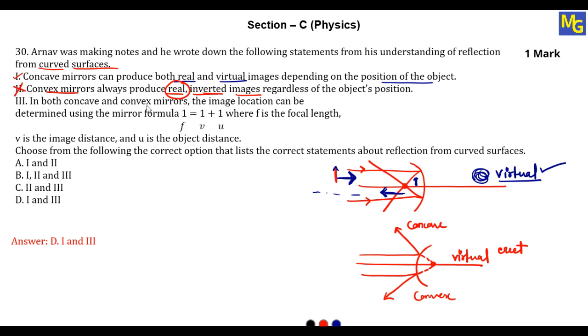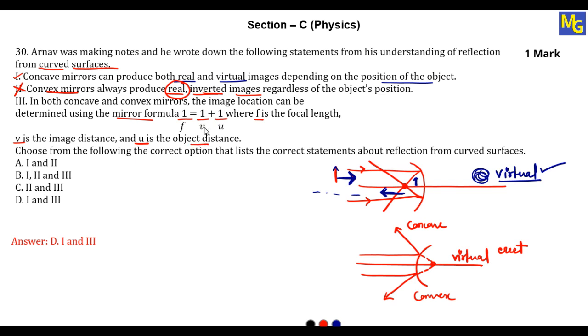Now see the third statement. In both concave and convex mirror, the image location can be determined by using mirror formula. Yes, it is correct. Actually, it is 1/f = 1/v + 1/u. So it is correct. This formula is called the mirror formula. And in this formula, f is focal length. It is correct. v is image distance, correct. u is object distance. So this is also correct.